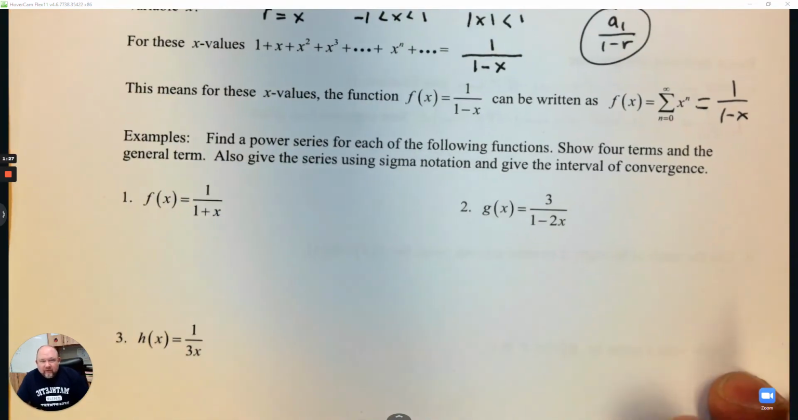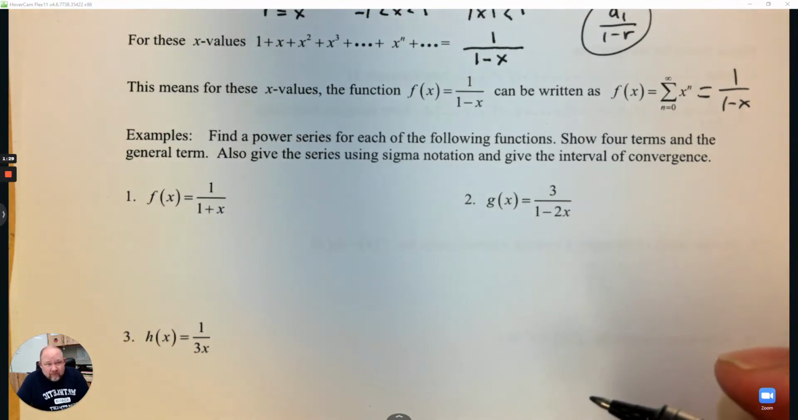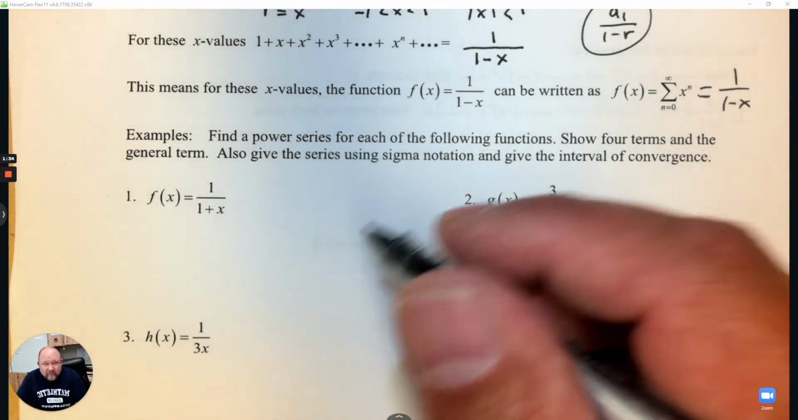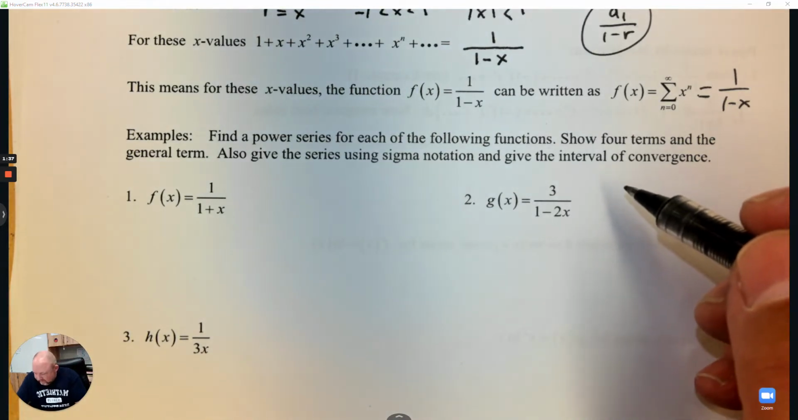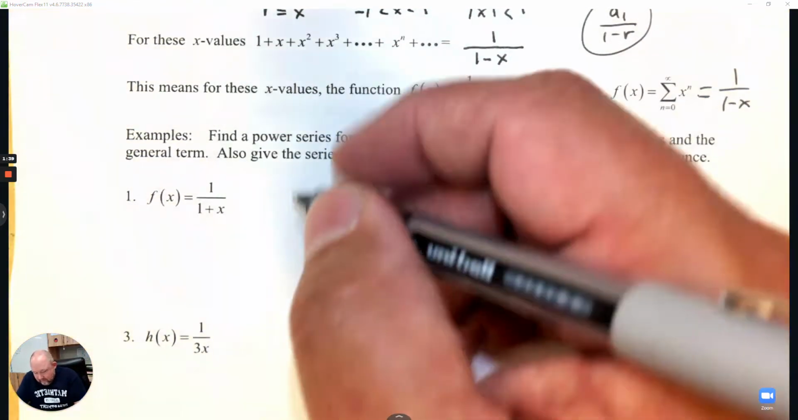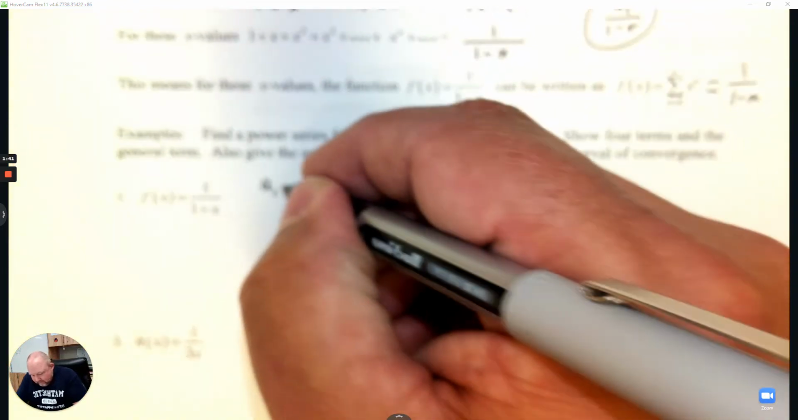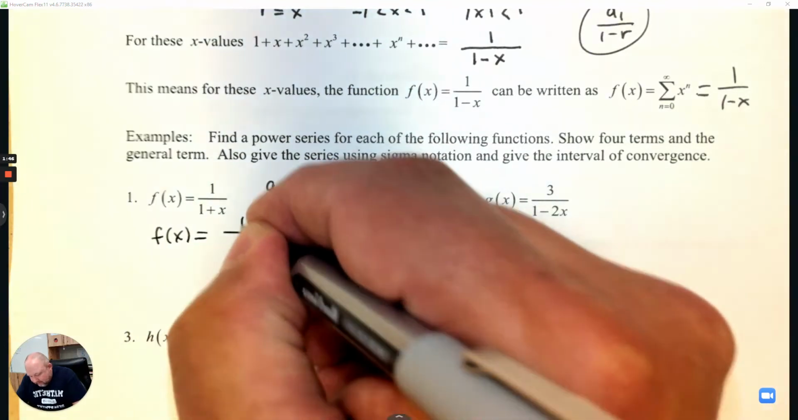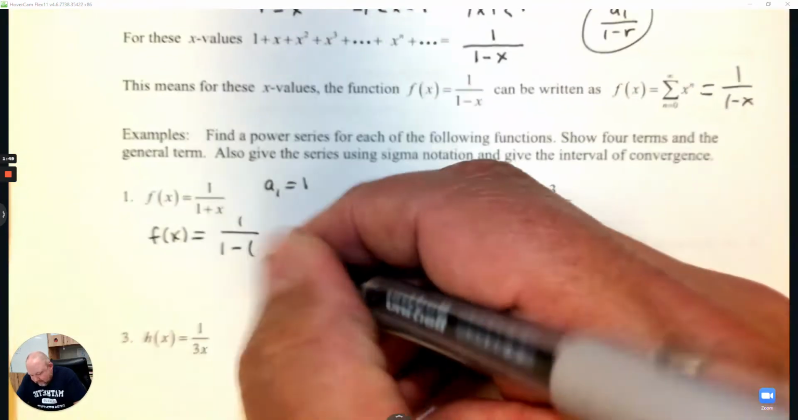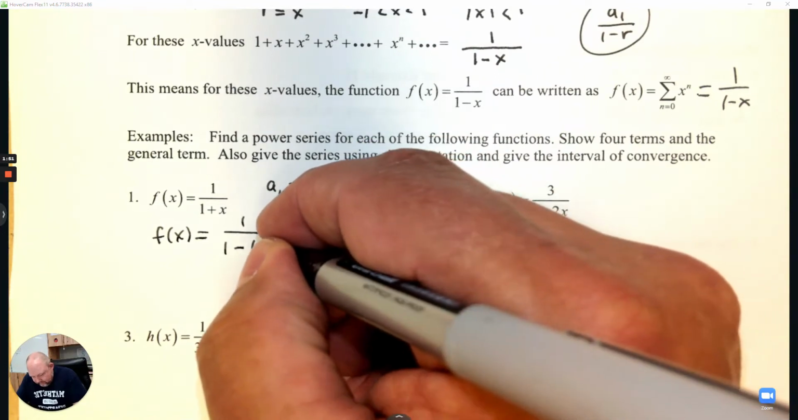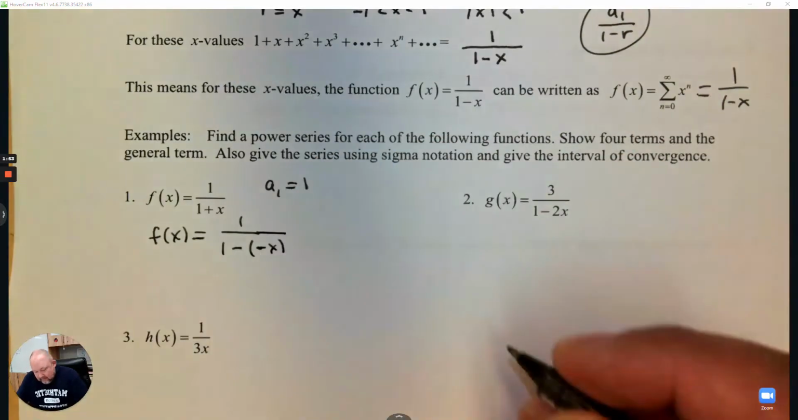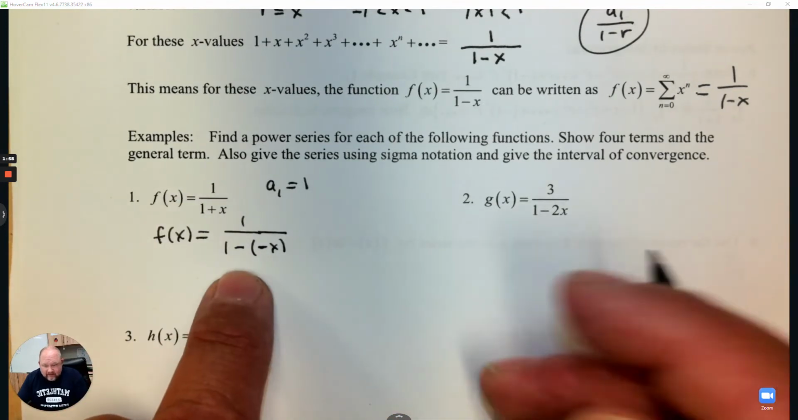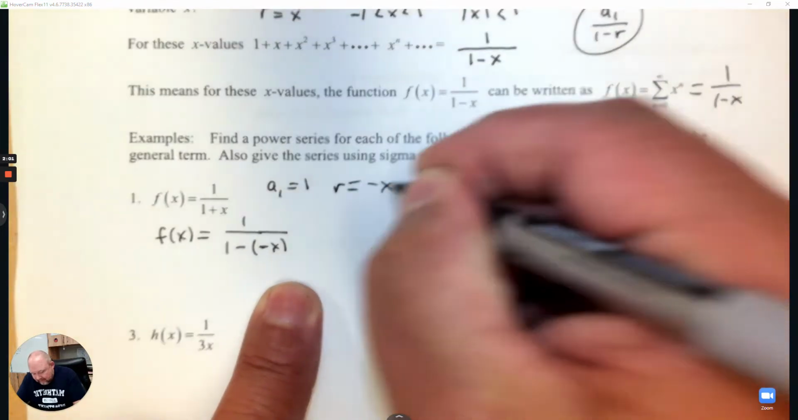So find a power series for each of the following functions. Show the 4 terms and the general term. And then also give the series using sigma notation and give the interval of convergence. So in number 1, the first term is 1. I'm going to rewrite this so it's 1 minus, because the form is 1 subtract, and for these to match, then what's inside must be -x, so they're the same. But that means my common ratio is -x.